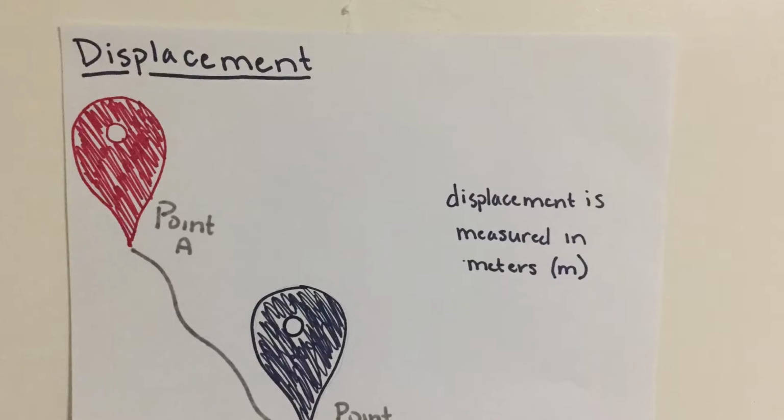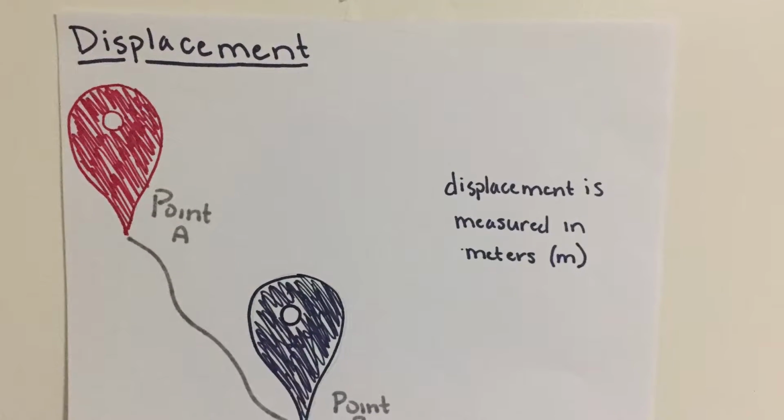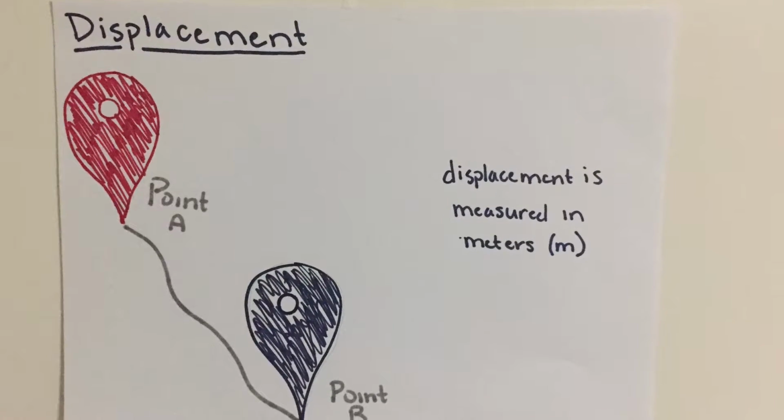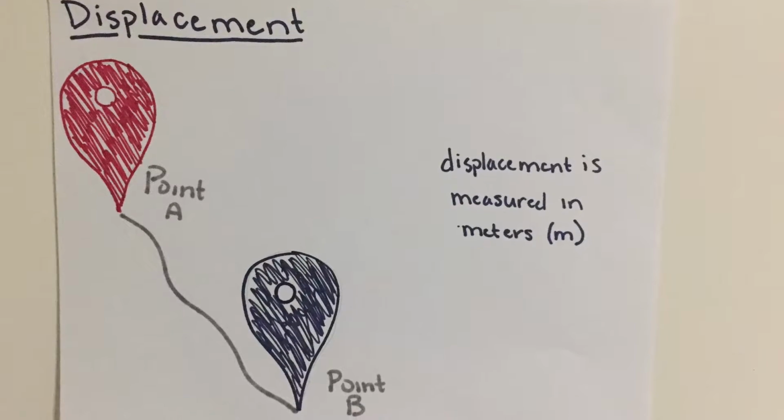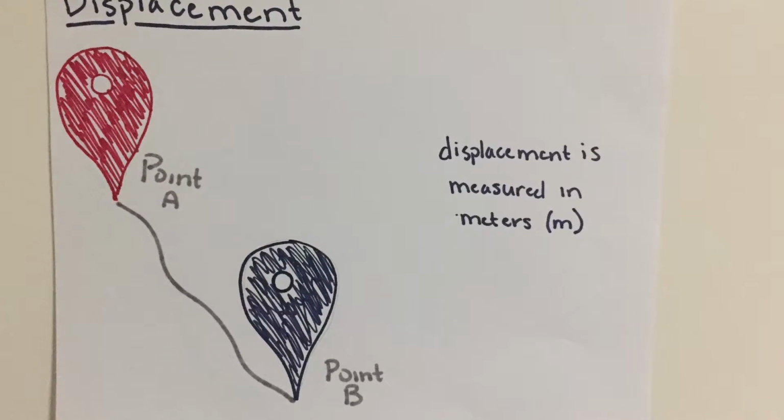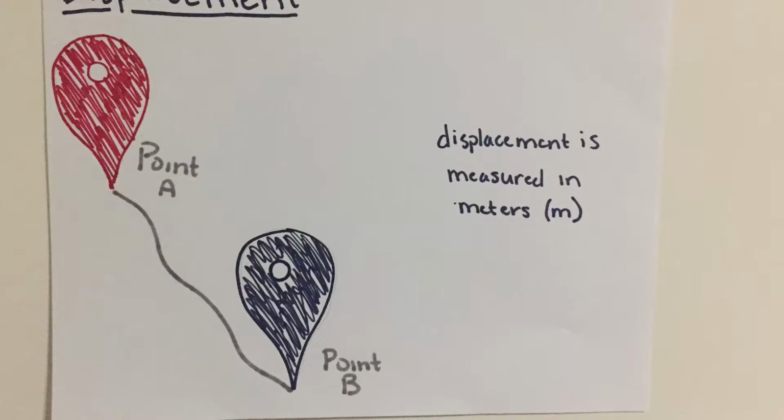The next thing I wanted to talk about is displacement, and it's basically a change in position, or in other words, the final position minus the initial position. It is usually measured as a straight line length from what is taken to be the initial and the final position.